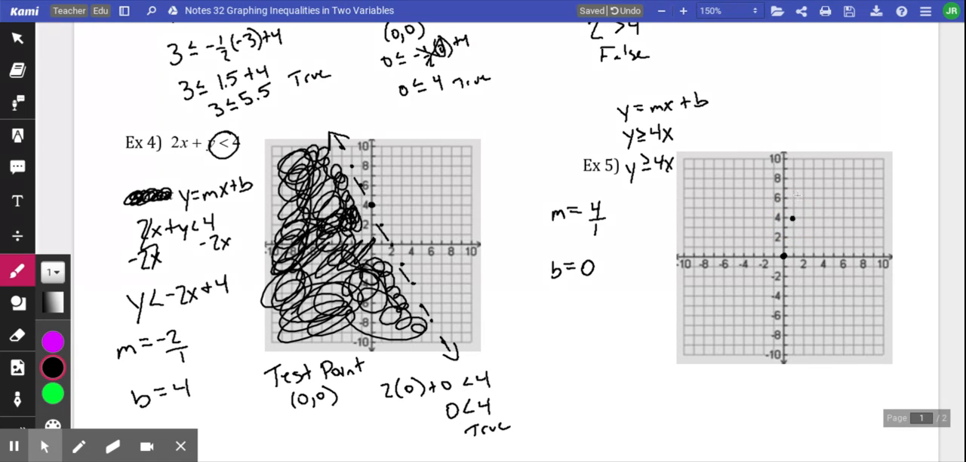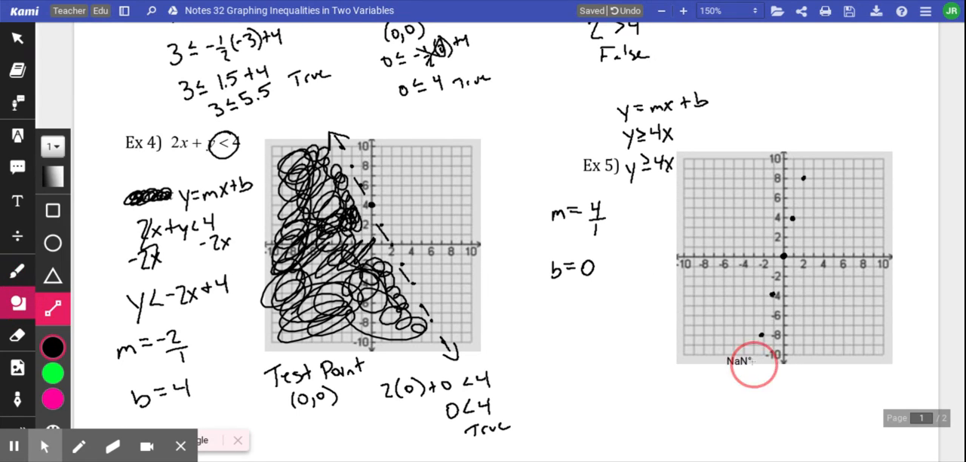It's not an undefined slope or a slope of 0, which means that this is not going to be a horizontal nor a vertical line. All right, so I'm just going to continue going up 4 to the right 1, or going the opposite way, which would be down 4 to the left 1. Now, before I connect these, I need to make sure, is it going to be a solid line because they are included in the solution, or a dashed line? Because we have an or equal to, that means that this should be a solid line. I should be able to connect all these points with a solid line because they are included in my solution.